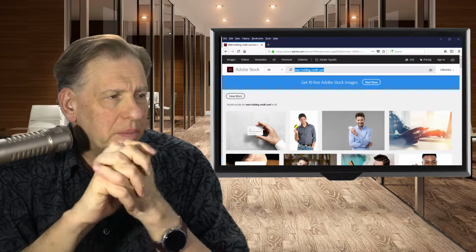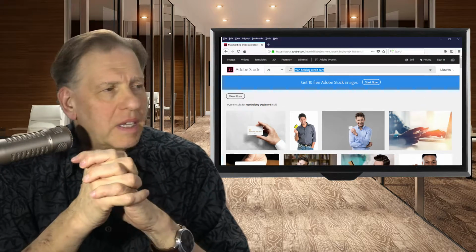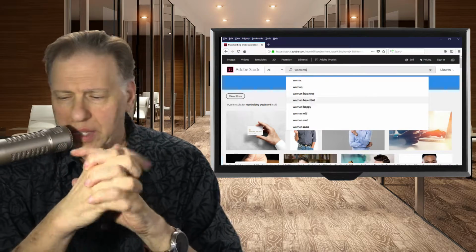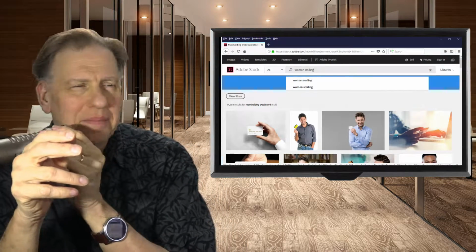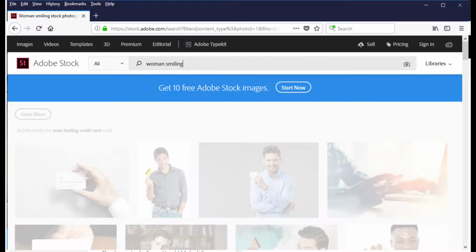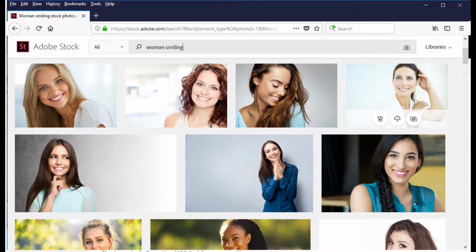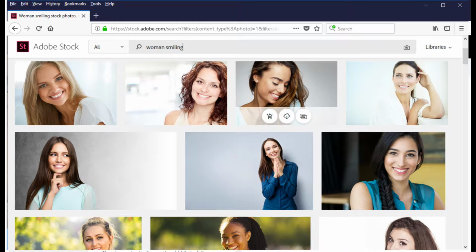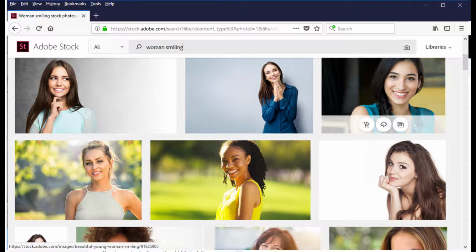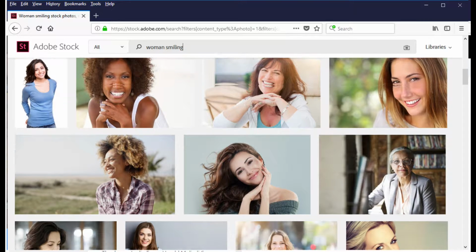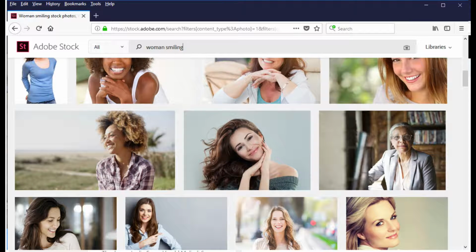If we, for example, ask for man smiling, let's say woman smiling, so women get their fair break here. Sorry about that, women. So now we have women smiling, all women all smiling, but we're getting a lot of different age groups. We're getting different looks.